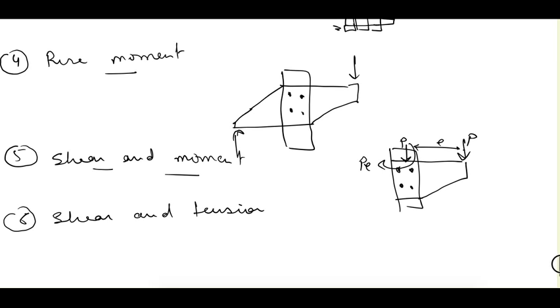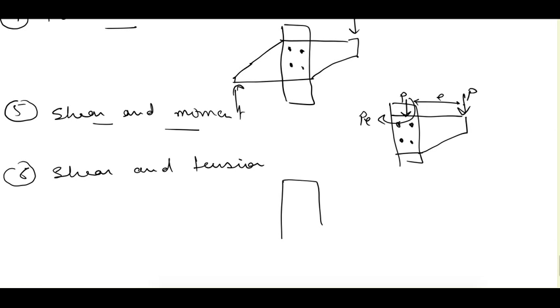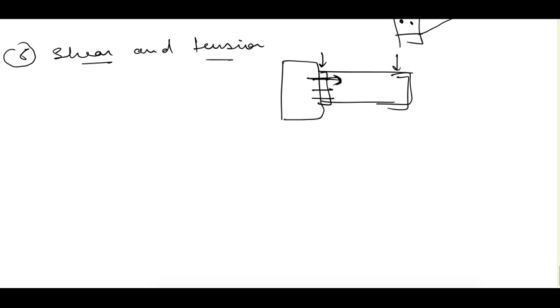And the last one is shear and tension. So in this case, if the section is connected on this face here, if it is connected like this, and we have applied the load here, then it is subjected to this shear here, and because of this force these are pulling out, this force is acting like this, so that is shear and tension.